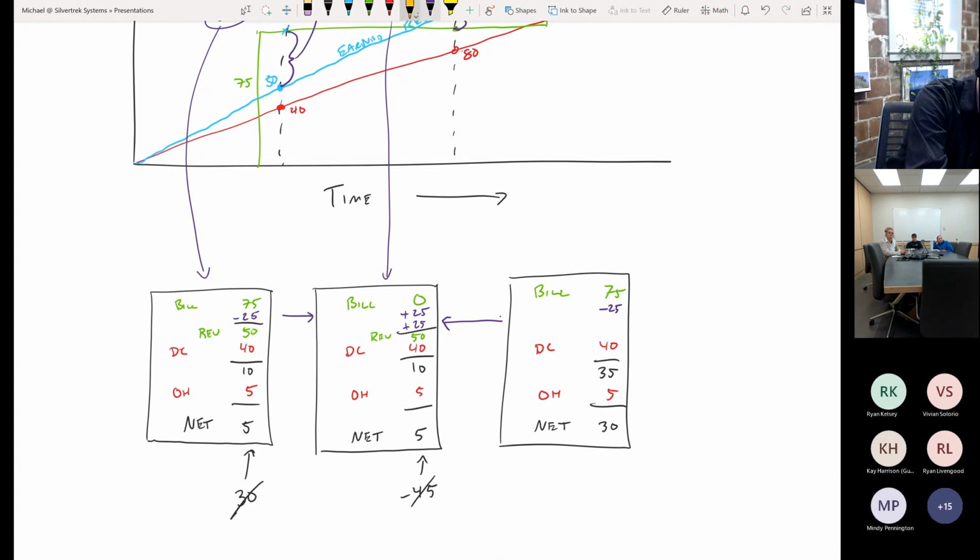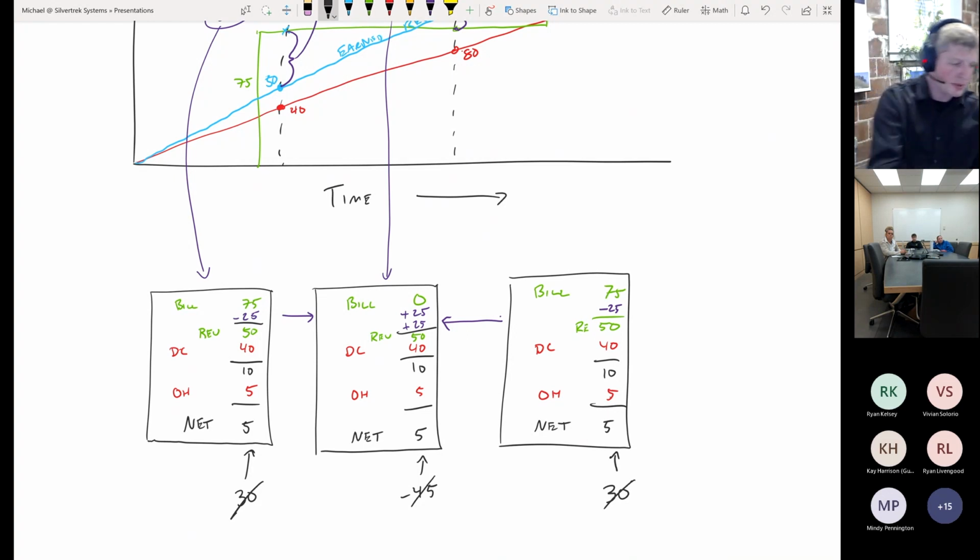Similarly, the last month, we just do the math here. Our revenue is 50, and we get a gross profit of 10. We had 30 previously. Now we take 10 minus 5. We have our net profit of 5.